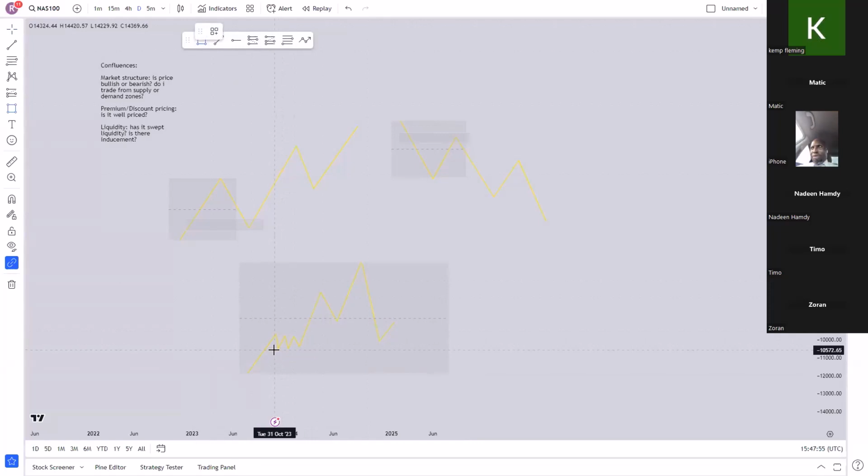So this being in the discount, you would be forgiven for thinking that we could get in here. But why is that a low probability trade? Does anybody know? It's within this. Does anybody know?